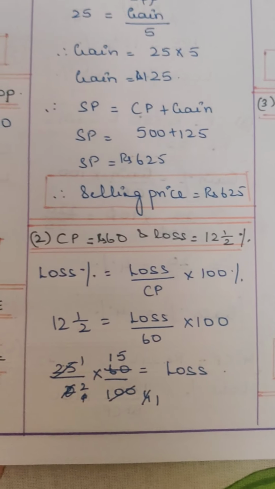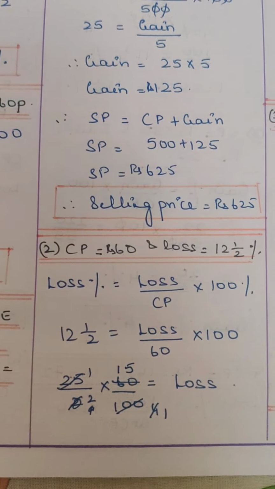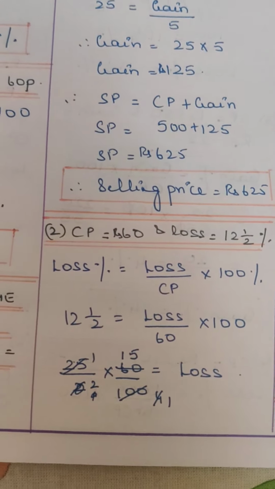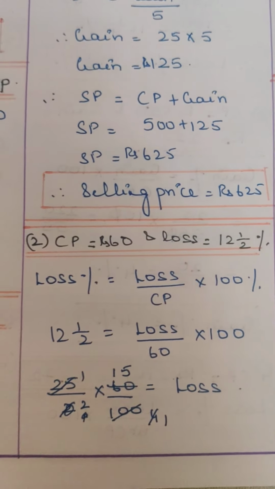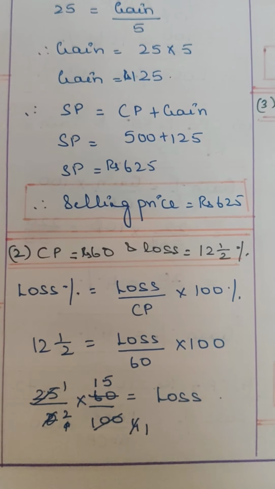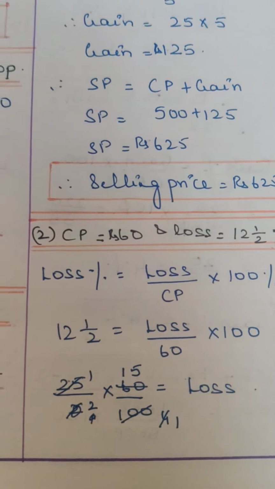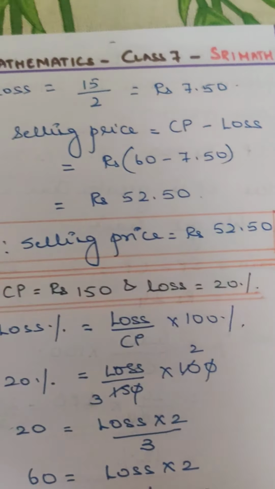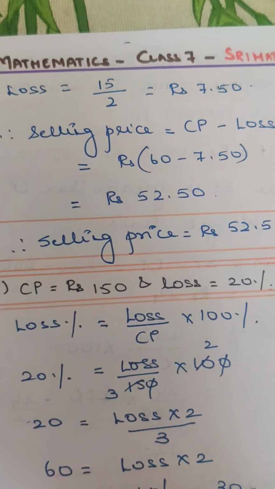Let's move on to the second sum. Cost price is equal to rupees 60 and loss is equal to 12.5%. Loss percent is equal to loss by cost price into 100%. 12.5 is equal to loss by 60 into 100. 12.5 is nothing but 25 by 2, into 60 by 100 is equal to loss. And when you simplify, you get loss is equal to 15 by 2. That's equal to rupees 7.50.